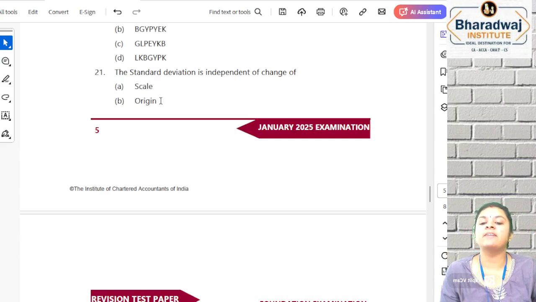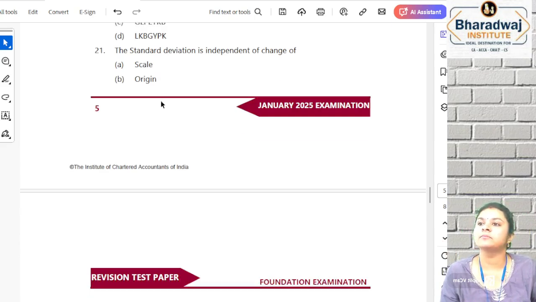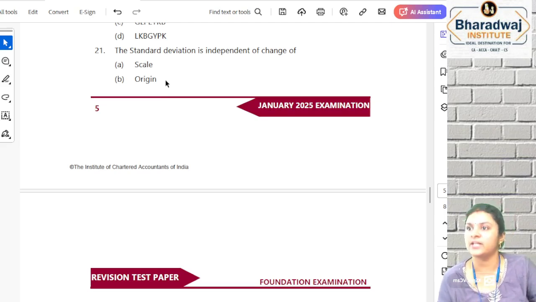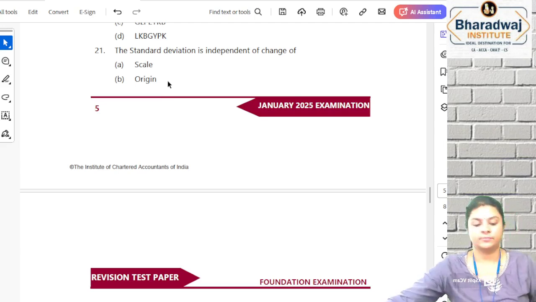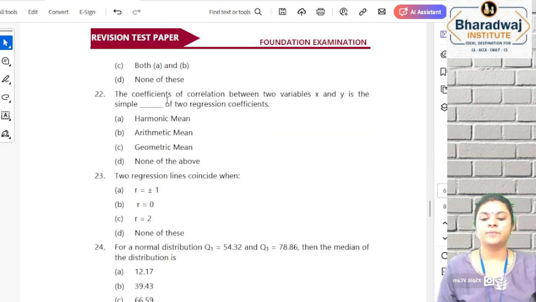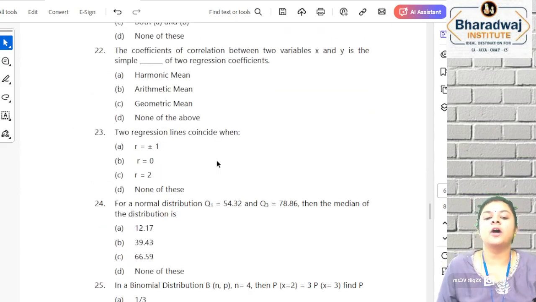21st. Standard deviation is independent of origin. Okay, independent of means is not affected by. Next, 22. Coefficients of correlation between two variables is the dash of regression coefficients. R is equal to root of byx into bxy, which is the geometric mean of regression coefficients.